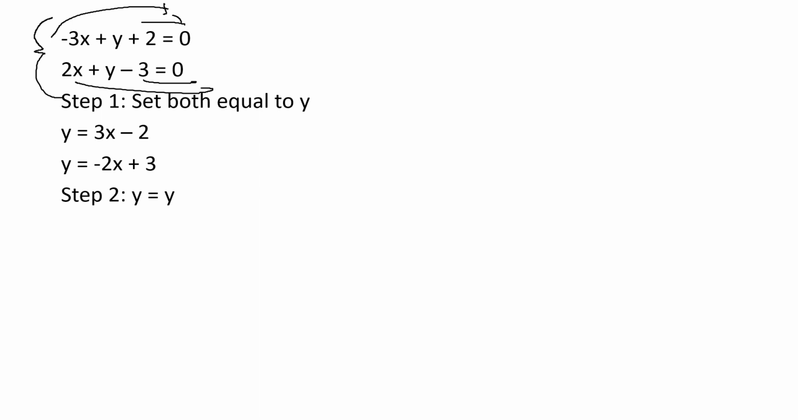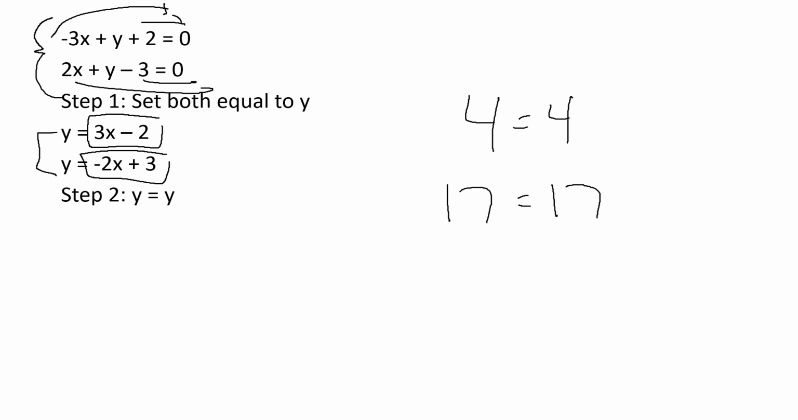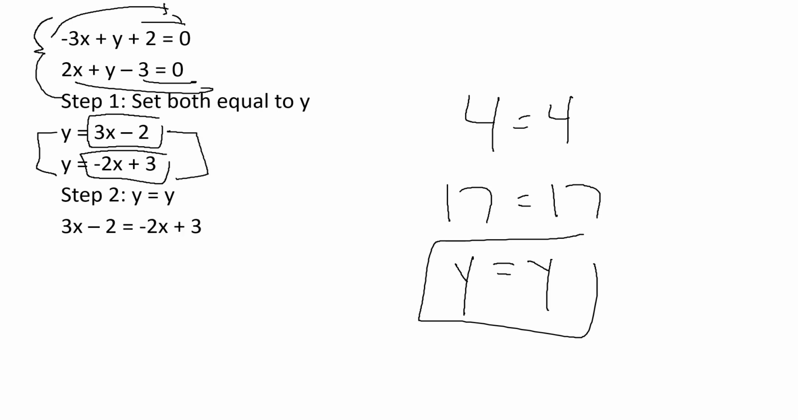Step 2, if they're both y, then we're going to set them equal to each other. Y and y are the same thing, which means this value is equal to this value. 4 equals 4. 17 equals 17. 1 million equals 1 million. Negative 23.23 equals negative 23.23. So we can say that y equals y because their values match. So what I'm going to do is set this equal to this. So set them equal to each other.